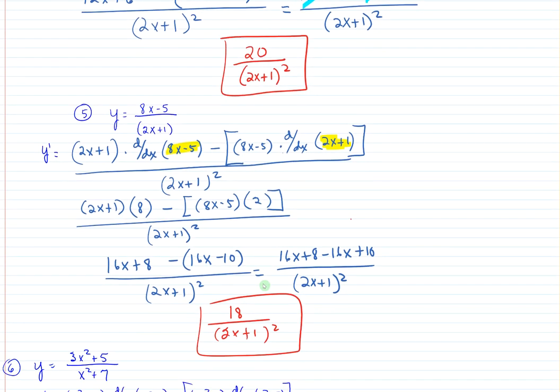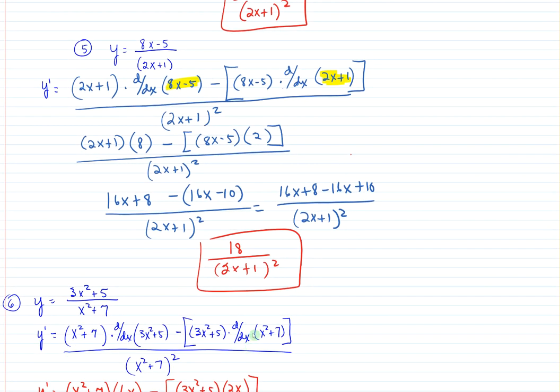Number 5, we're doing the same thing every time. So I may not go over all of these. I mean, this one is just pretty much like the number 4. But do your roadmap. Take your derivative. There's 8. There's 2. Do the multiplication. Then distribute your minus. Those cancel. You're left with 18 over that squared. So that one's just like number 4.